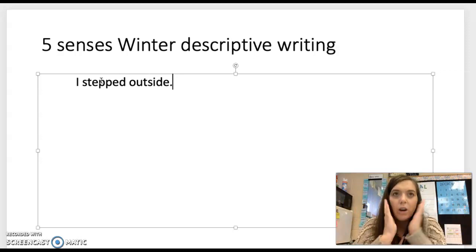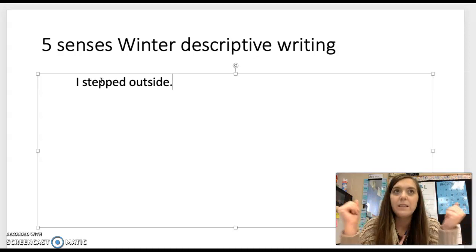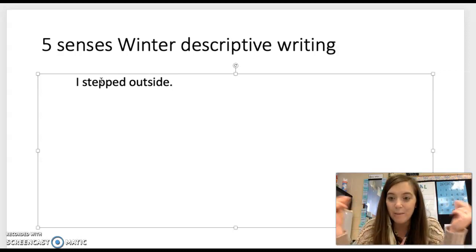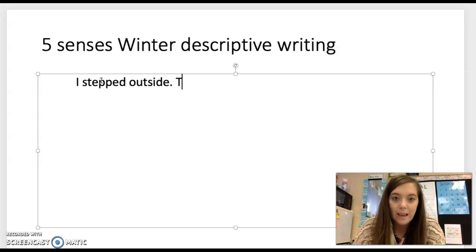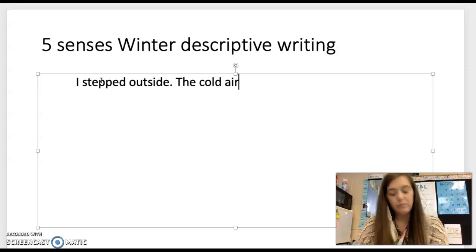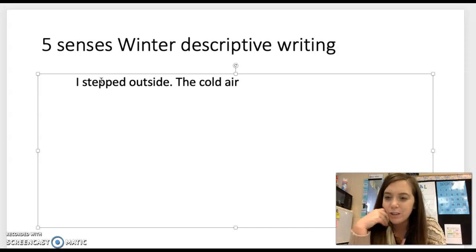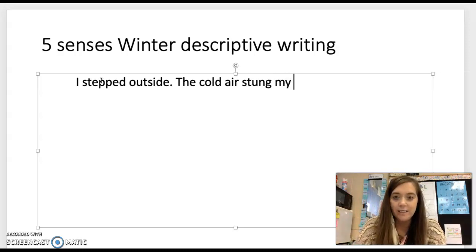And then I need a sentence with all of my 5 senses. So I'm going to start with feel, because as soon as I walk outside in the winter, I'm going to notice and feel that it is cold. So I'm going to say the cold air. I want to be very descriptive in my writing. I don't want to say things, I want to show things. So I'm going to say the cold air stung my cheeks.